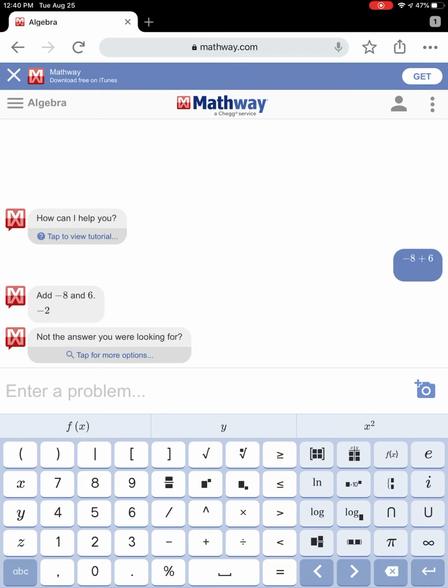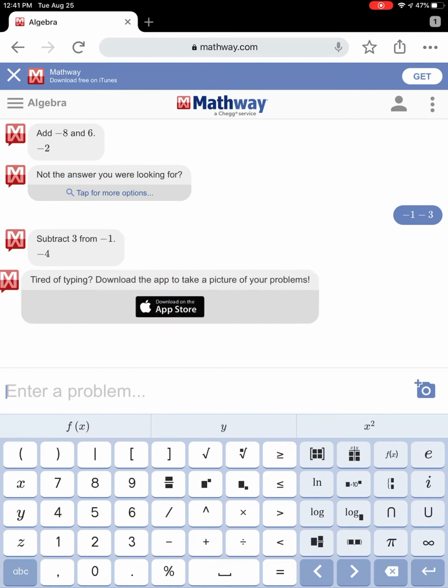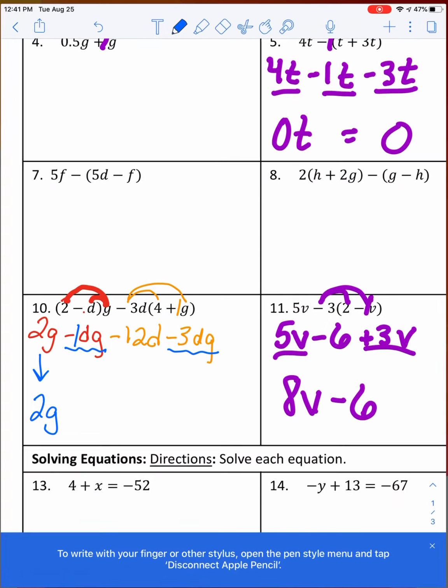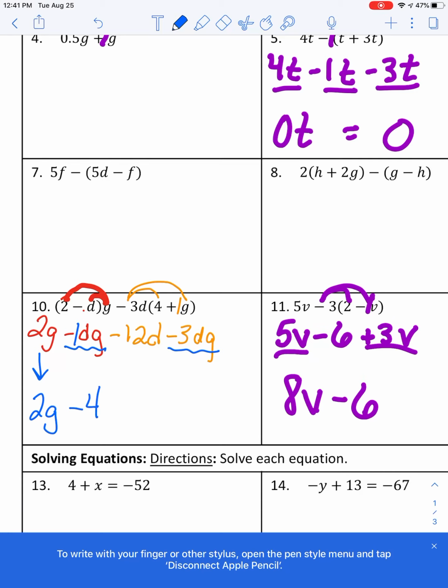So what was it? It was a negative 1 and negative 3. So negative 1, negative 3. Send that in. Negative 4 is what I need. And let me get Notability back. So it's a negative 4 with a d and a g. And then I'm going to drag down this negative 12d.